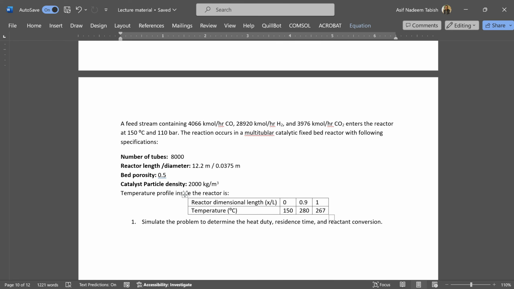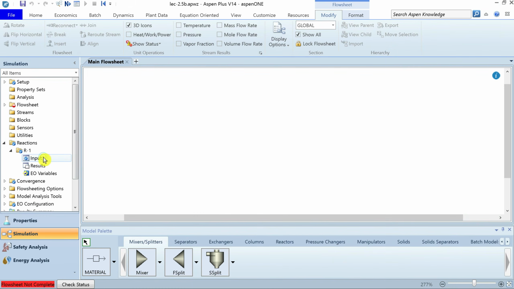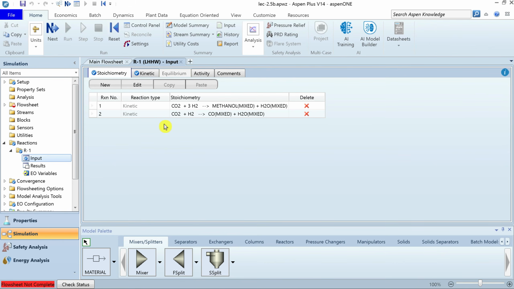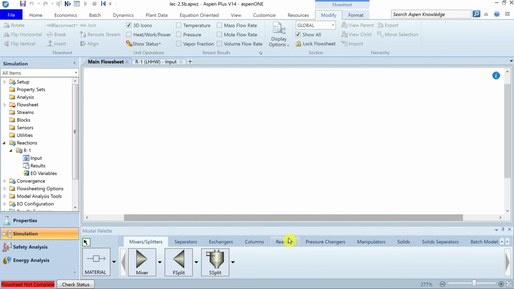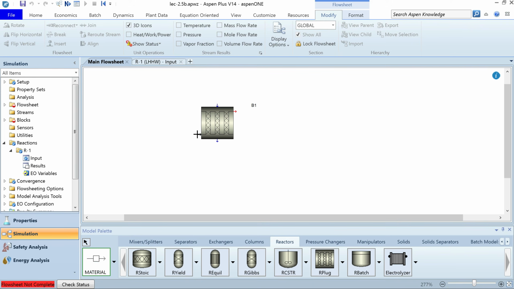Let's open the same file where kinetics of methanol synthesis and water gas shift reaction has been defined as LHHW type of kinetic model. So here the reaction kinetics are defined as LHHW type of kinetics. Let's first draw the flow sheet. Choose a plug flow reactor model. You can choose any of these available icons. Attach an inlet material stream as well as outlet material stream.